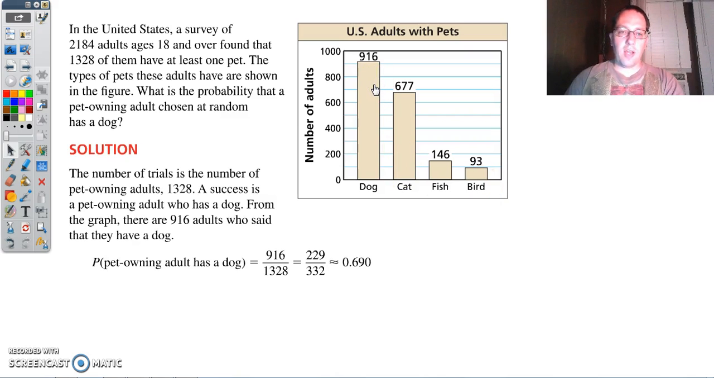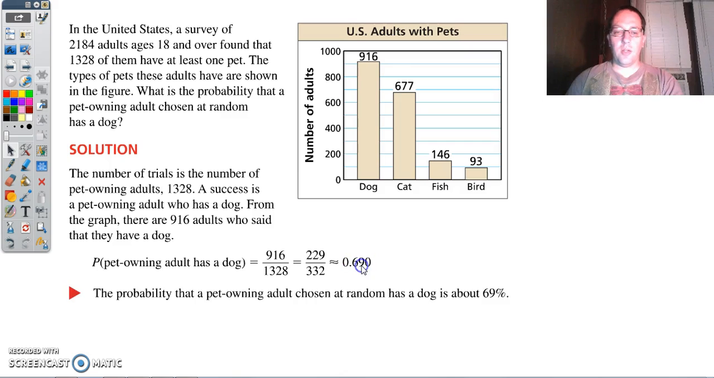916. So we have 916 that are favorable, that have a dog, have the result we're looking for, out of the trials of 1328. So 916 over 1328, you can simplify it as a fraction, or you just change it to a decimal. All right, which gives us about 69% of pet-owning adults have dogs in the United States. All right, so you see how this works? This is good because experimental, you can do things that theoretically, how many people have a probability of picking someone with a dog? No clue, right? You got to actually do the experiment to come up with that. So this is where experimental is more useful than theoretical.